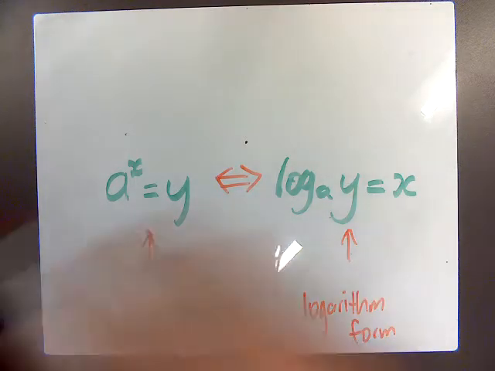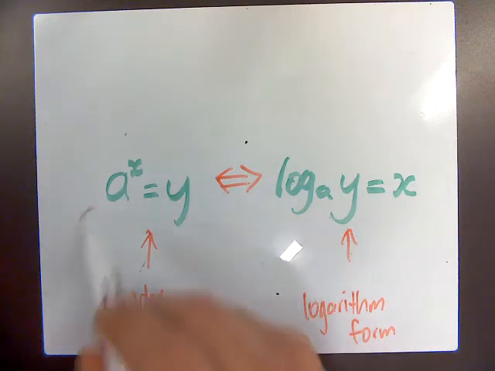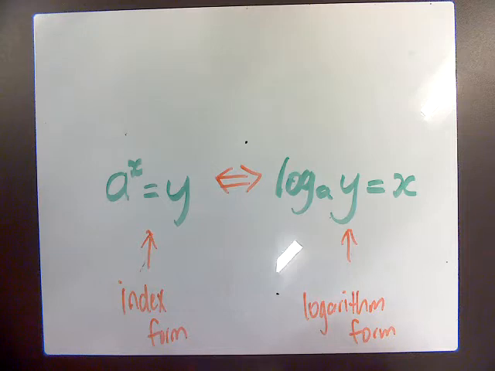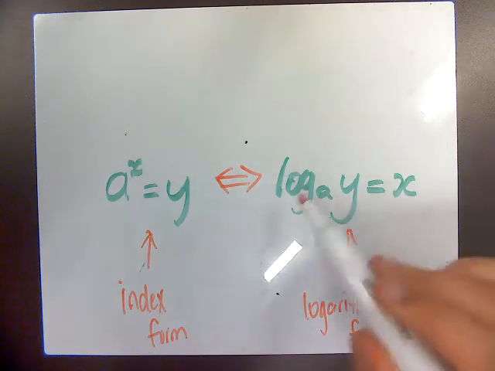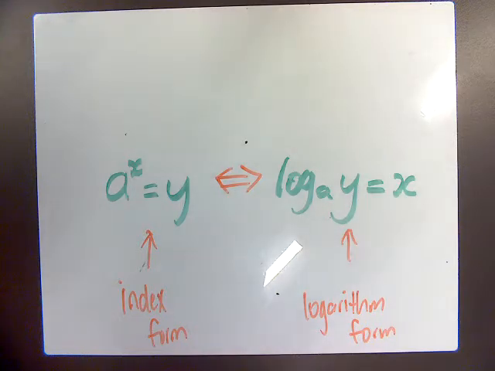So if we look at our two forms here, this is our index form: a base a to the power of x equals y. We can actually write it in a different way using logarithms. We can say instead, in log form, the log of y to the base a equals x. So it's a pretty straightforward process to change between the two.